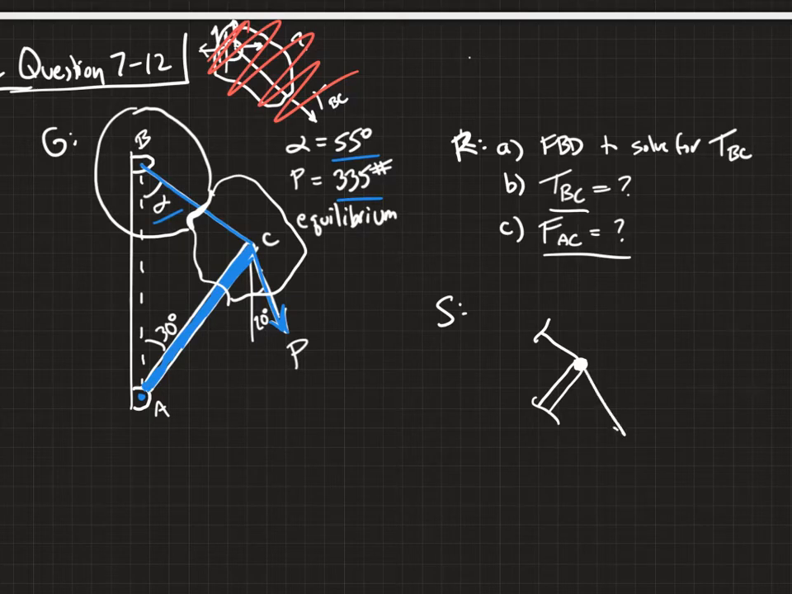And then we've got a force going off this way. That's P. Okay, and it's off at 20 degrees. Okay, this is at 55 degrees. Okay, and that's TBC. And then we've got a force here, and I don't know which way it's going to go, but I'm going to go ahead and assume, actually we do know which way it's going to go. It's going to have to go this way.